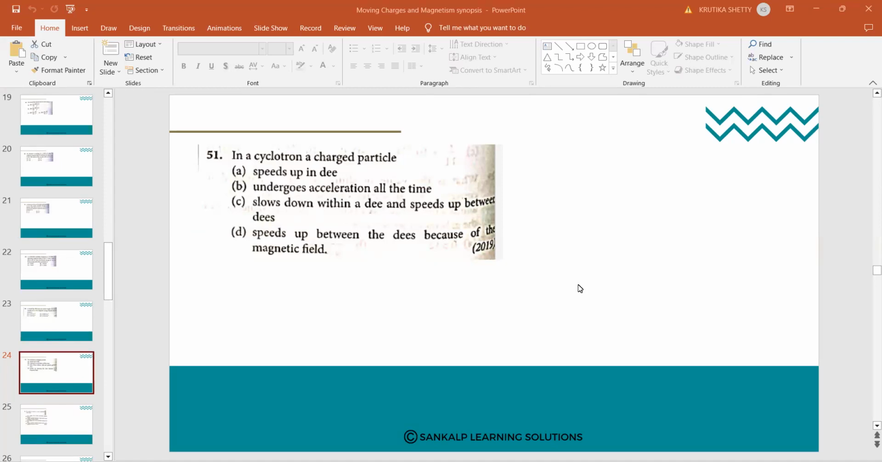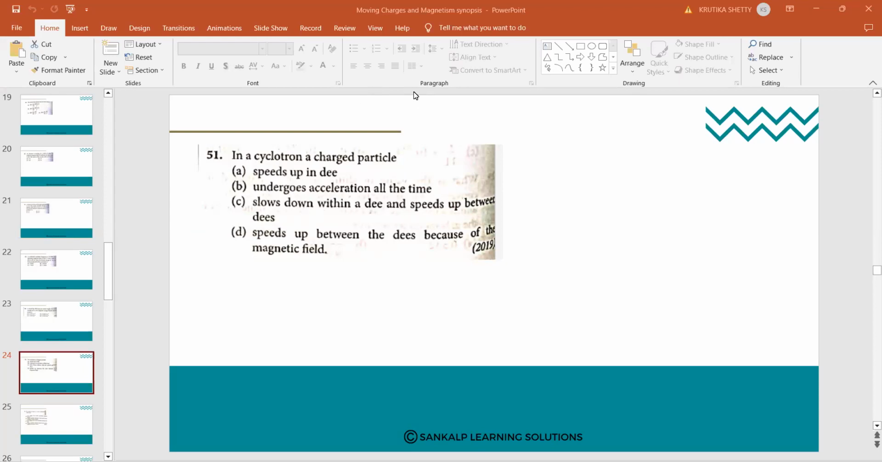In a cyclotron, charged particle: option A, speeds up in D; undergoes acceleration all the time; slows down within a D and speeds up between the Ds because of the magnetic field. Here in a cyclotron, the charged particles are repeatedly accelerated through the Ds, correct? So that is option B, undergoes acceleration all the time.